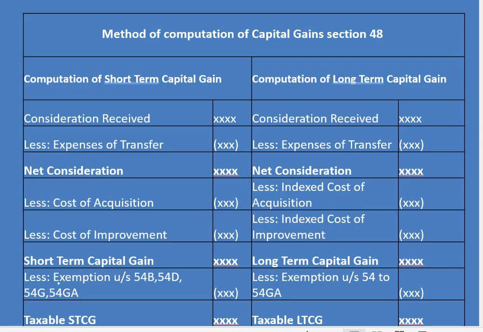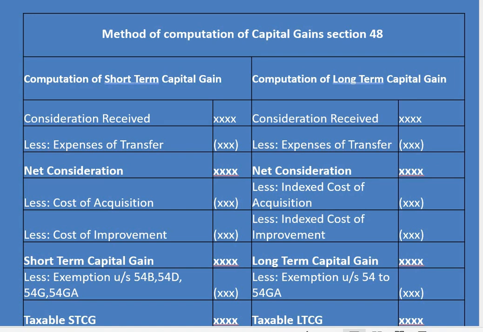From that we have to reduce some exemption that we will discuss in the later classes. So once you deduct exemption from short-term capital gain or long-term capital gain, you will get taxable short-term capital gain or taxable long-term capital gain.